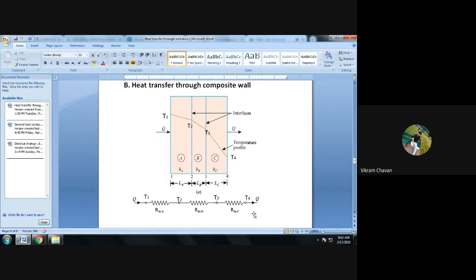Is everyone getting it? Whether you understood the diagram? Is there any question, any doubt?